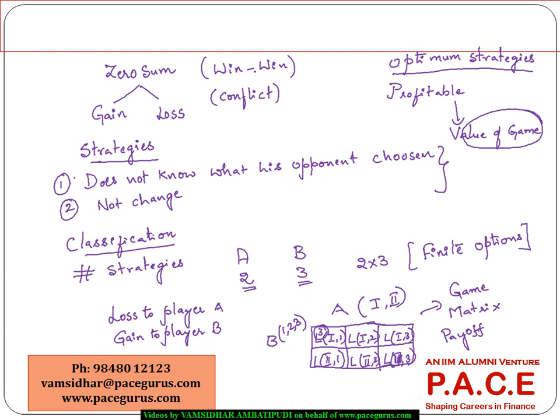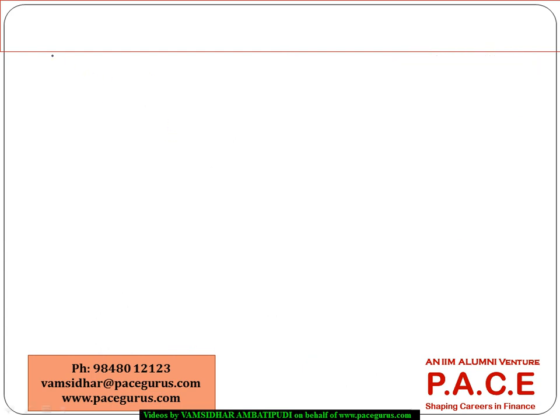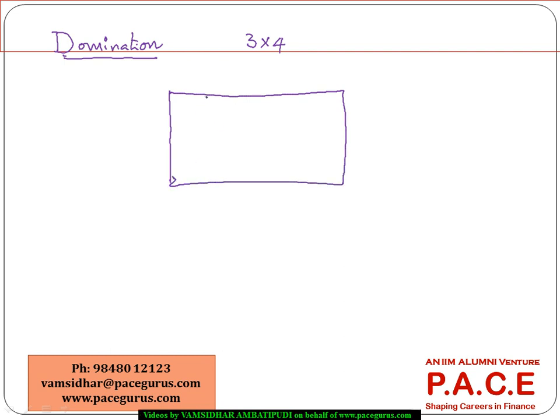Now here we have a few interesting things to really look at and evaluate. One we call the principle of domination. For that, let me try to take one simple example to explain. I'll take a simple 3 by 4 game, sorry, I'll take a 4 by 3 game. A is having 4 strategies, B is having 3 strategies, right?